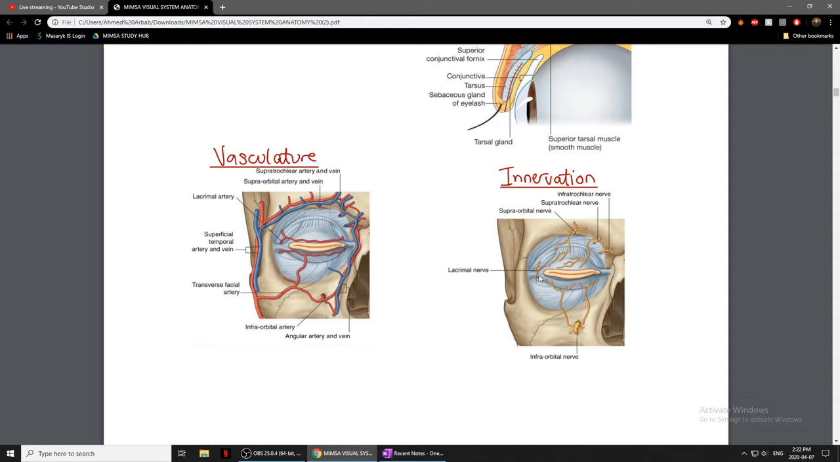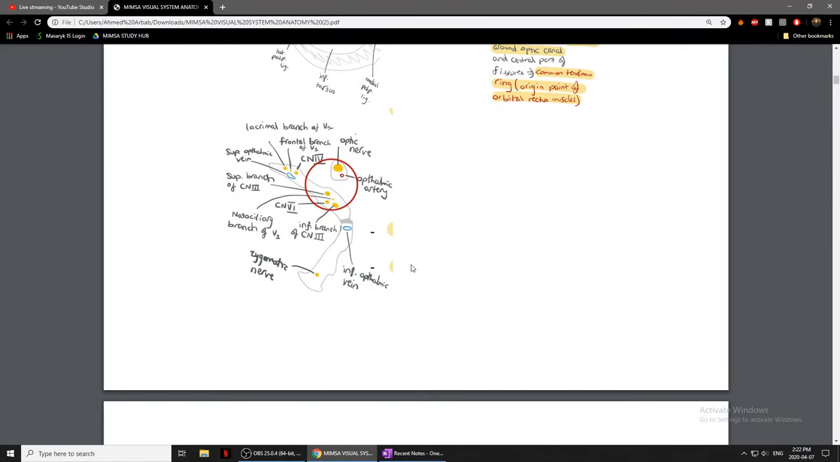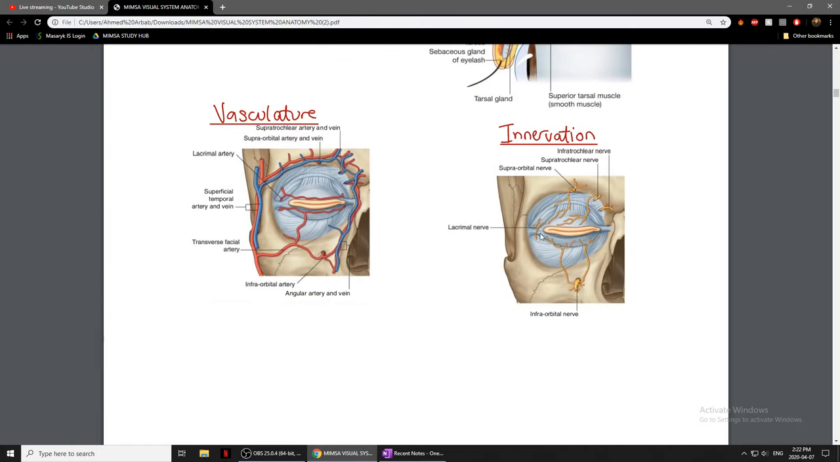So innervation-wise, we have the lacrimal nerve, and you guys know that we just saw this up here. The lacrimal nerve is from V1, the ophthalmic nerve, which is a branch of the trigeminal nerve, cranial nerve 5, and it innervates this region. Then the supraorbital nerve, which is also a branch of the ophthalmic, innervates this region. And finally, the infraorbital nerve, which is now a branch of V2.